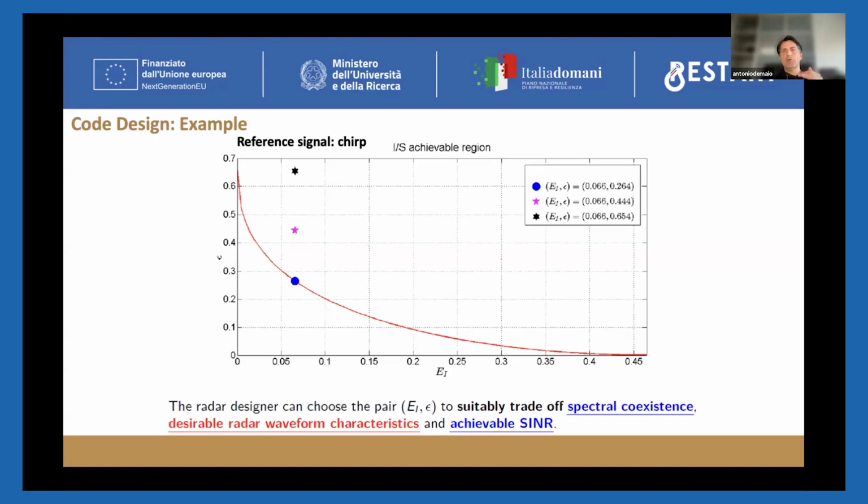For instance, small values of the parameter E_I allow to emphasize the frequency coexistence of the radar with the overlaid telecommunication networks. And the operating points that we consider for our examples are those marked with the blue, the pink, and also the black colors. The same level of spectral coexistence is enforced.